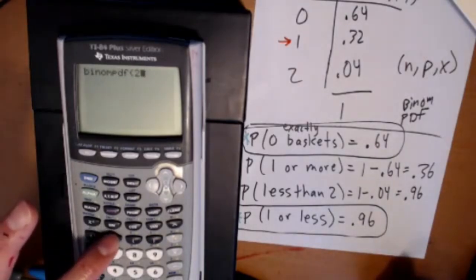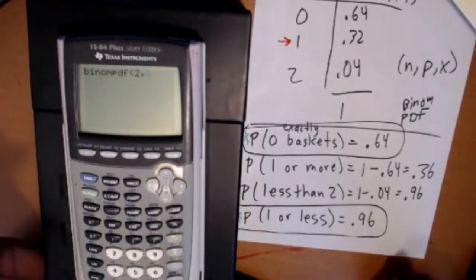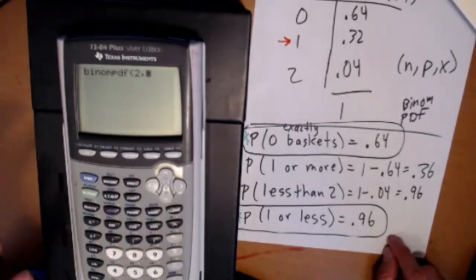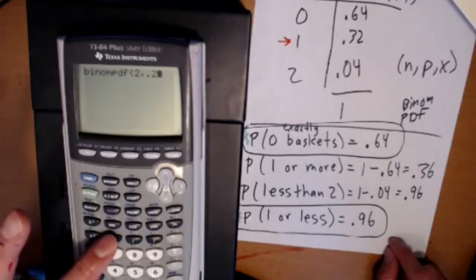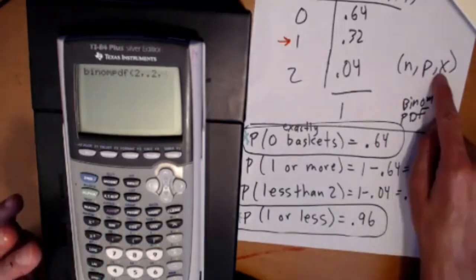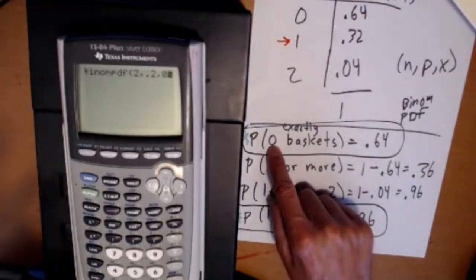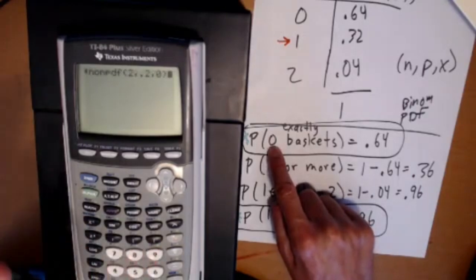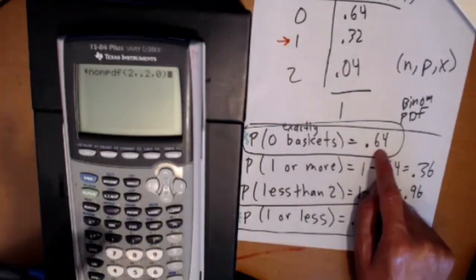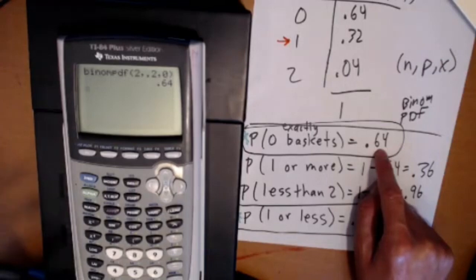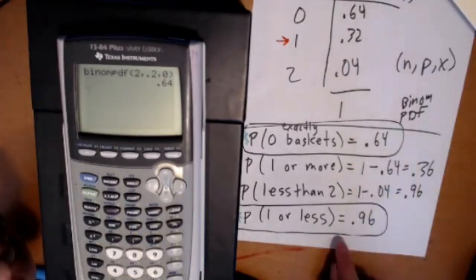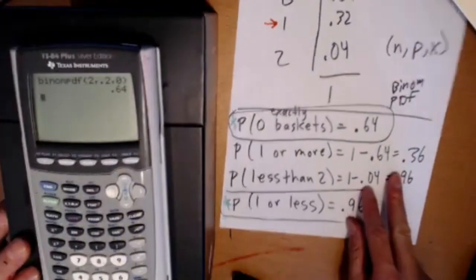Comma is above 7, comma. What was the probability P of making a basket? We said was 20%, put a 0.2. Comma, and we're interested in him making X how many? In this case we said 0, so put a 0, end parenthesis, and it better say 0.64. Enter, ta-da! Okay, cool.